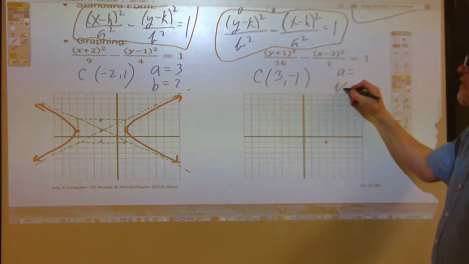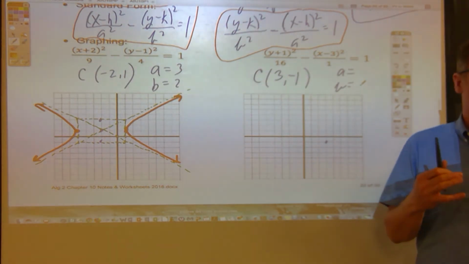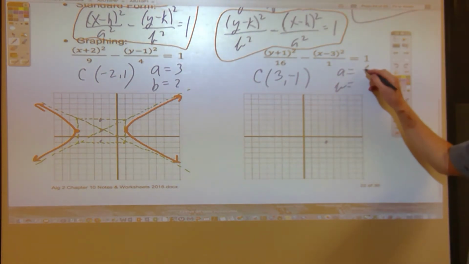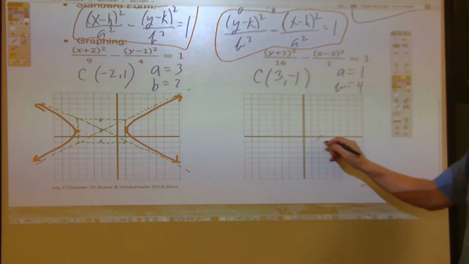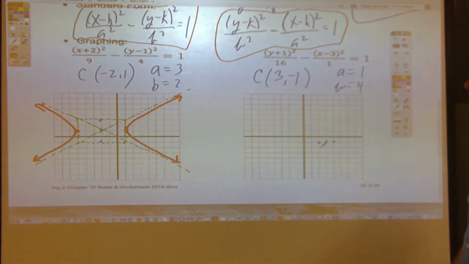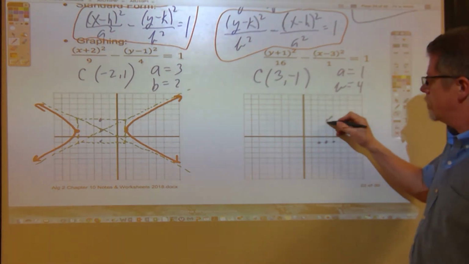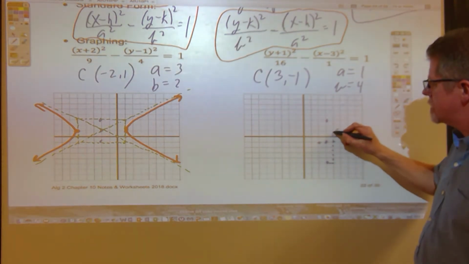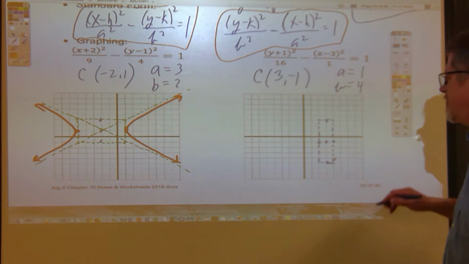And what are the values of a and b? In this case, what is the value of a? Jonathan. A is 1. Nice work. A is 1 and b is equal to 4. So from the center, let's go right and left 1 unit. And from the center, let's go up 1, 2, 3, 4, and down 1, 2, 3, 4. Draw your dotted box and the diagonals extended to the end of the grid.